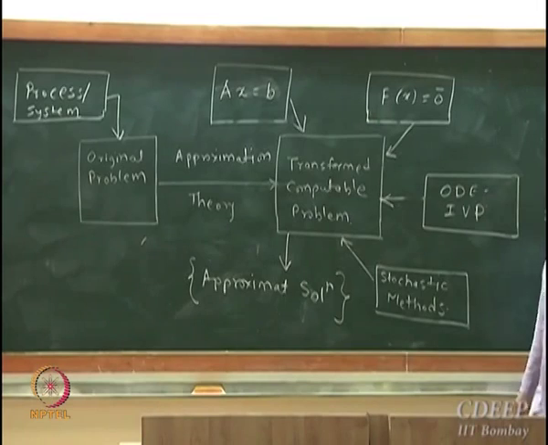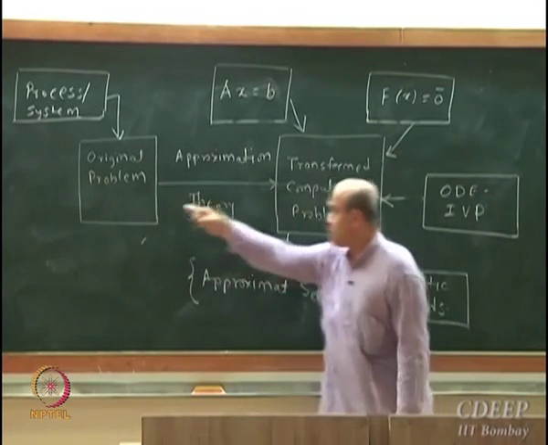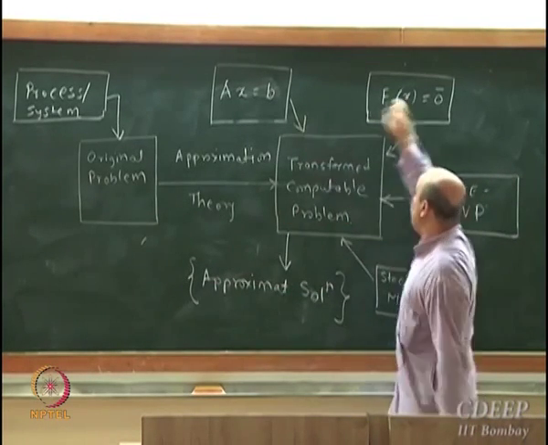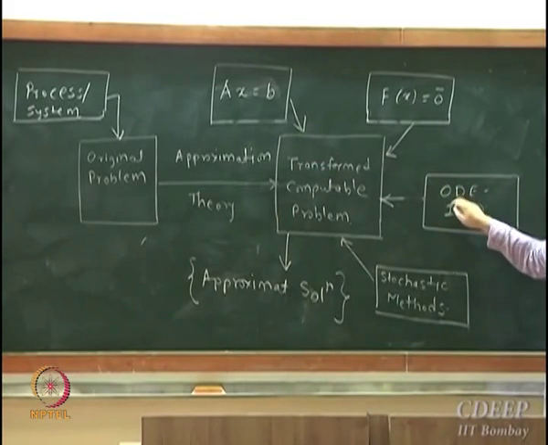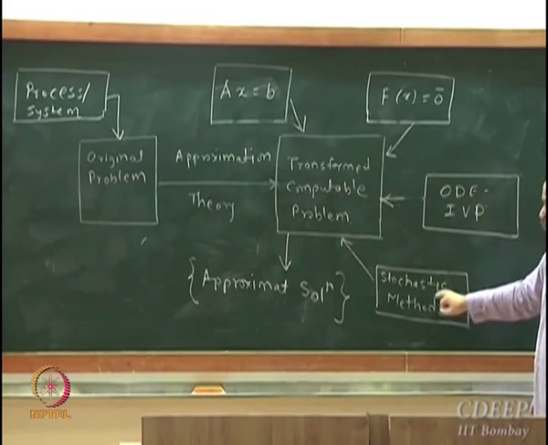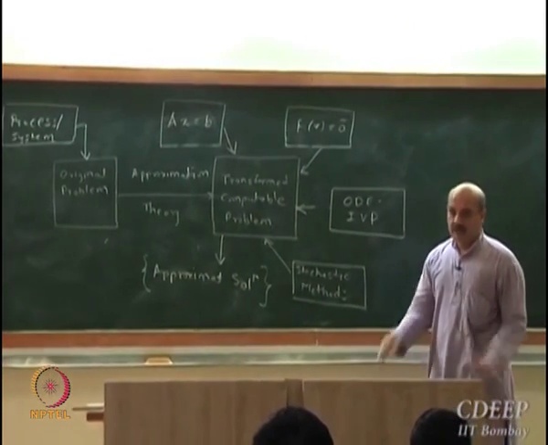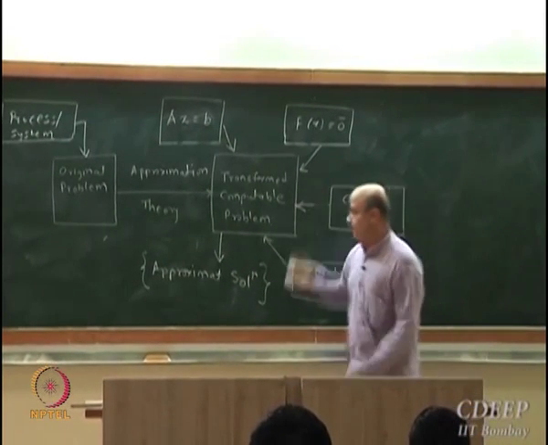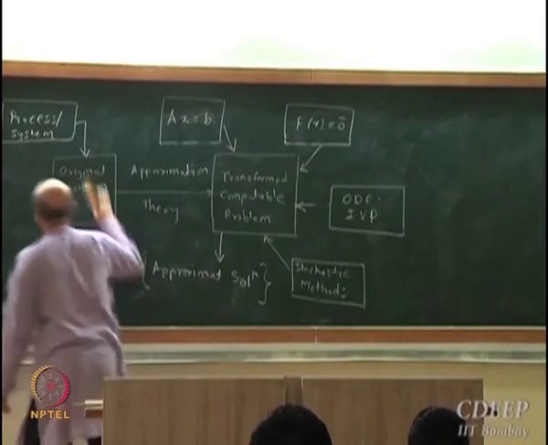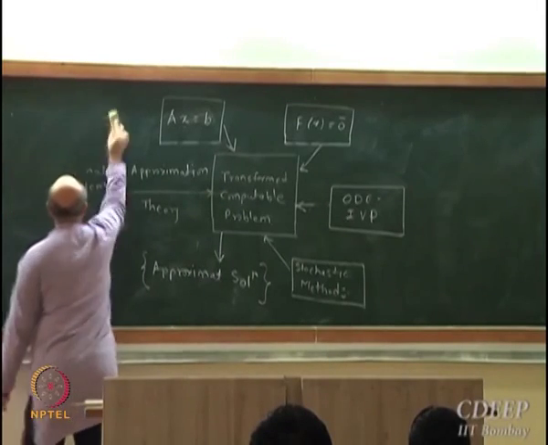Okay, so now we have come up to this point. Now we look at A, B and C. We will not be able to get into stochastic methods. Hopefully, I'll be able to do some justice to these three tools. Okay, so let's begin with Ax equal to b.